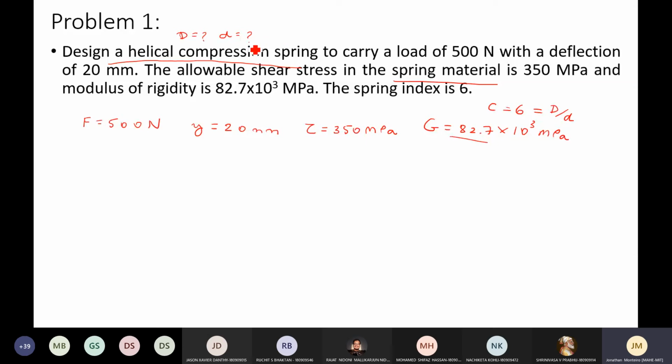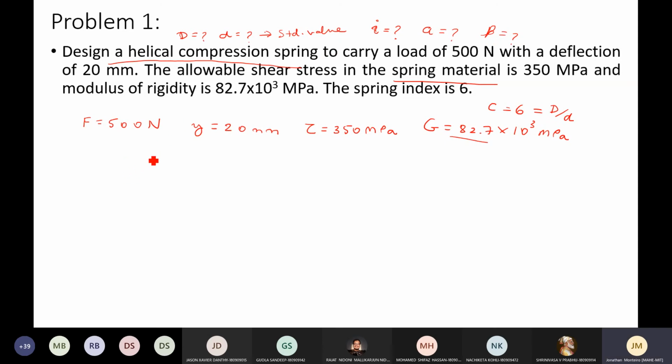Next, once d you have calculated, you have to understand what is the standard value of this. Then what will be the number of coils, in other words, what is i? What will be y? Y deflection is 20. So using all those things, what will be the number of coils to be used? Then what will be the axial gap, a, between the coils? What will be the pitch? So all this constitutes the design of a helical spring.